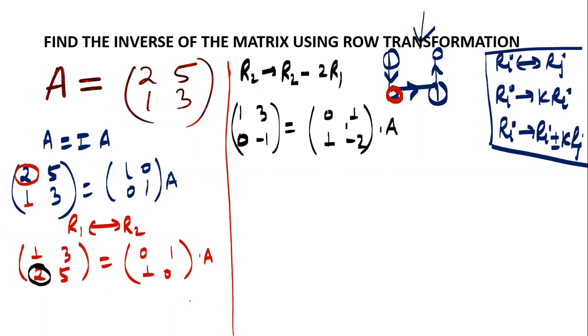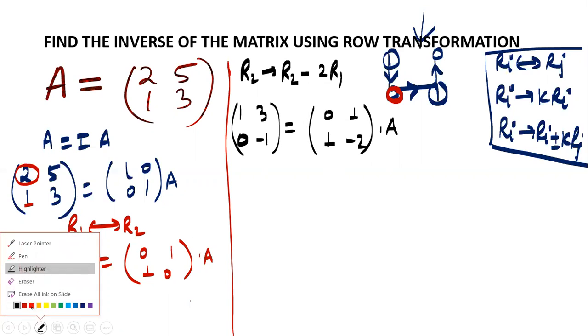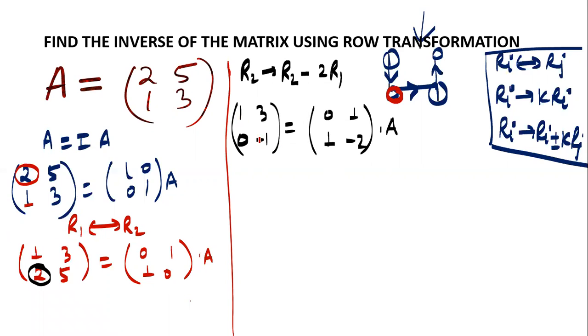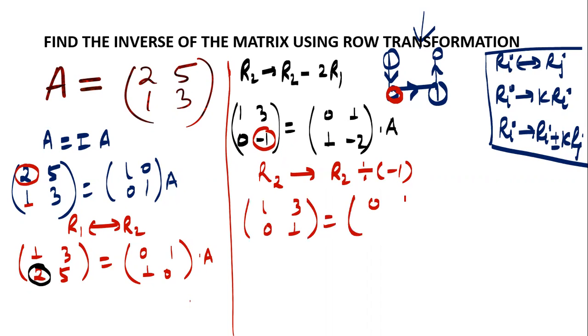Now, the next step is what I will do? 1, 0. I'll make it 1. What can I do? I can multiply it by minus 1. Or I can divide it. We can write like this. R2 arrow R2 divided by minus 1. R1 will remain as it is. 1, 3, 0, 1. 0, 1, minus 1, 2 and 8.